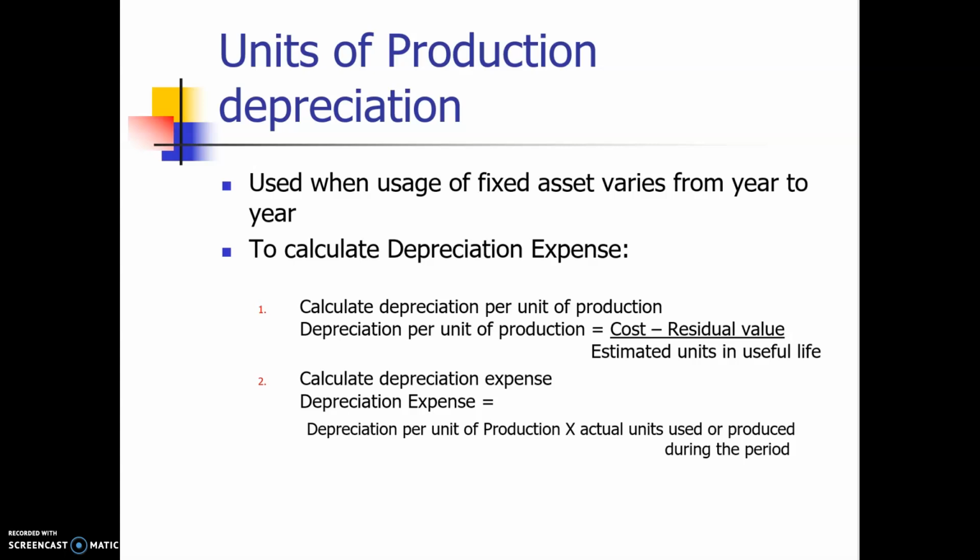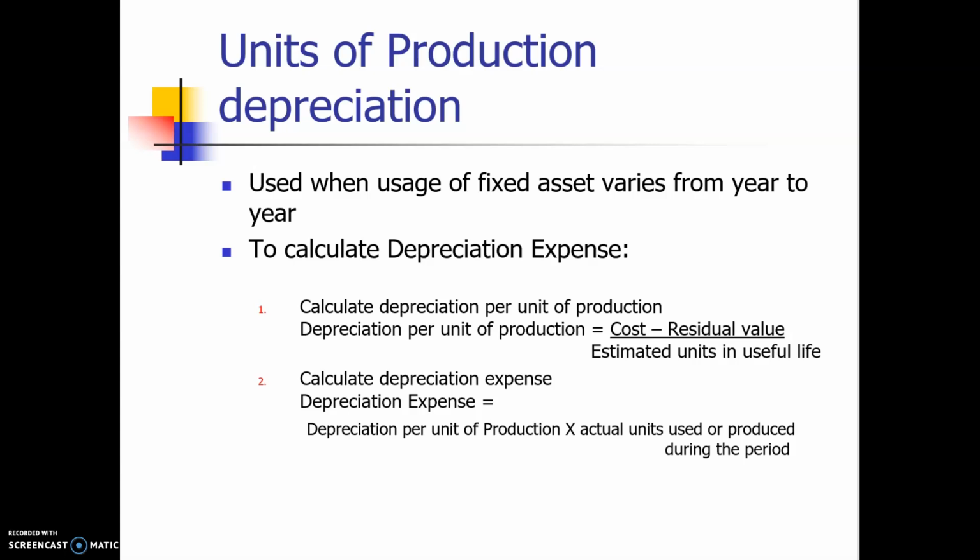The first step is done when you first put the plant asset into service. When you first put the plant asset into service, you're going to calculate the depreciation per unit. Then every period when you're taking depreciation, you're going to take that depreciation per unit and do step 2. So step 1, to calculate depreciation per unit, we take the depreciable cost, the cost minus the residual value, and divide that by the estimated units in the useful life. How many units do you think you're going to get out of that plant asset over the entire time you're using it in your business? That's how we get our depreciation per unit.